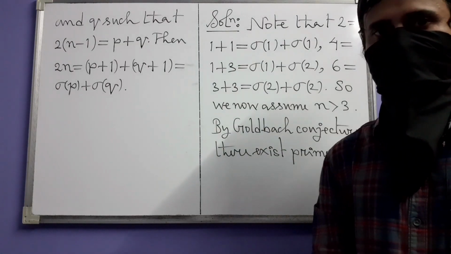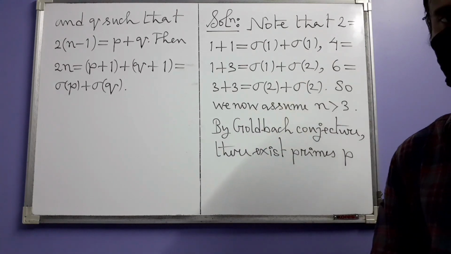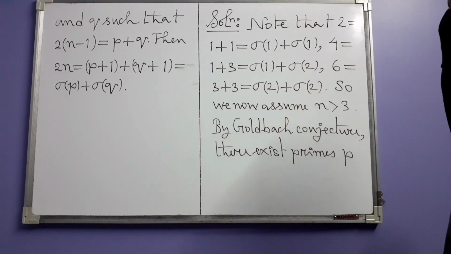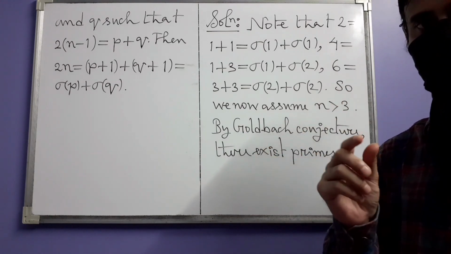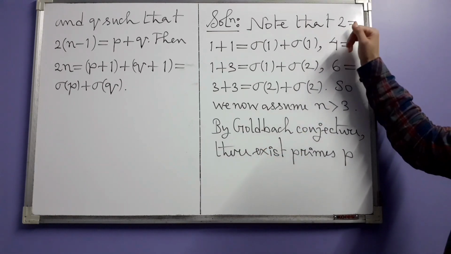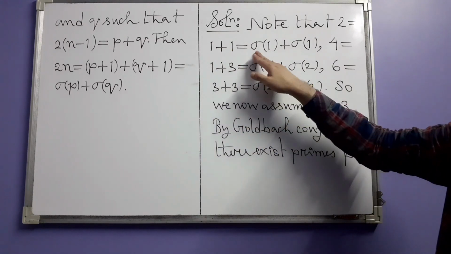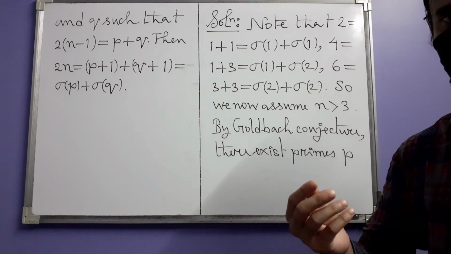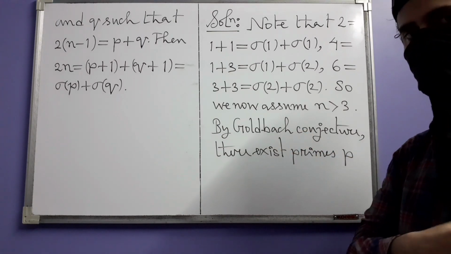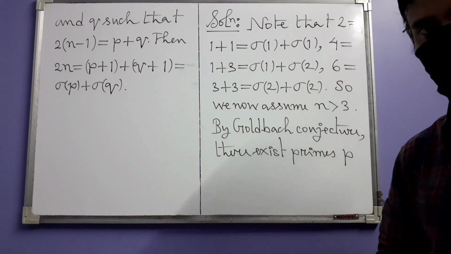In the beginning of the solution itself, we dispose of some easy cases, these first three cases. The first case is when n is equal to 1. In that case, 2n is 2. Now you can write 2 as 1 plus 1, of course, and 1 is sigma of 1. So that way you are able to write 2 as the sum of two sigma values of positive integers, in this case both equal to 1.